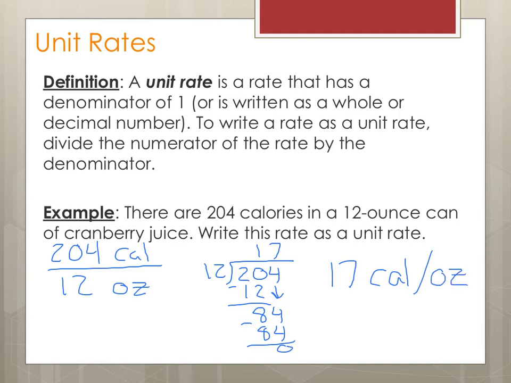Okay, so nothing on the denominator. We say the denominator is 1 or a whole number. If it didn't divide out evenly, we would continue to divide until we get a decimal, because unit rates will never have a remainder or a mixed number portion. We always want a denominator of 1.